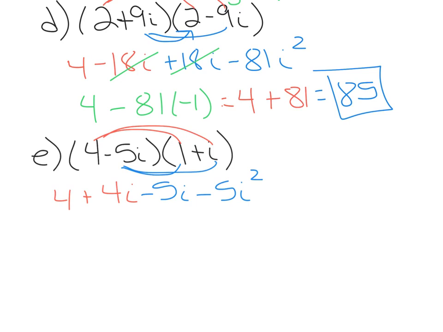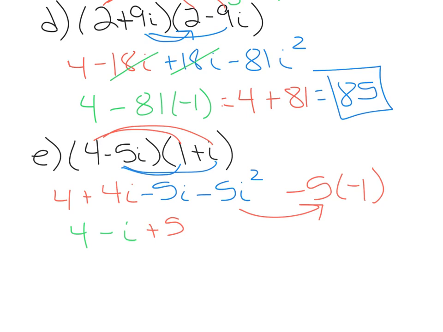And now we're going to simplify. These here in the middle are like terms. Positive 4i, negative 5i. So we'll combine those like terms. Positive 4 and negative 5 make negative 1, so we're going to have negative 1i. And then this, I'm just going to carry over here to the side. Negative 5 times negative 1. That's what this is. So that makes plus 5.